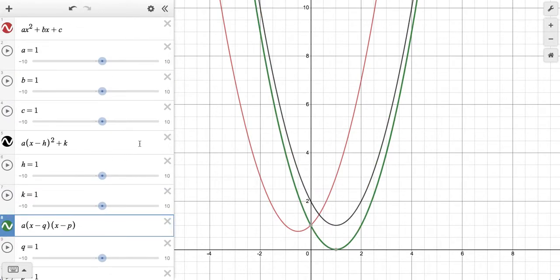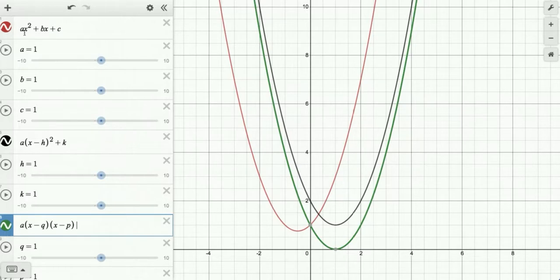So these are the three most common forms that you see quadratics in. And essentially they all create the same shape, as you can see, which is a parabola. They each have their own use, so they each have their own benefits.